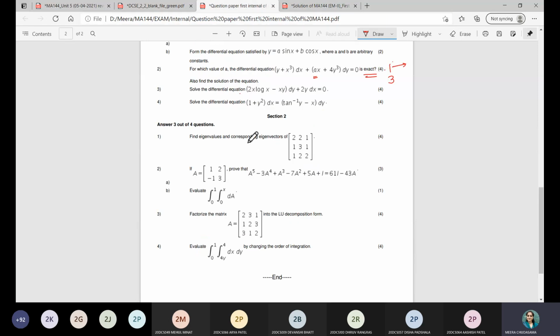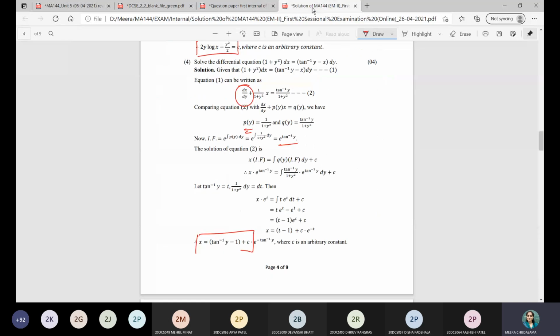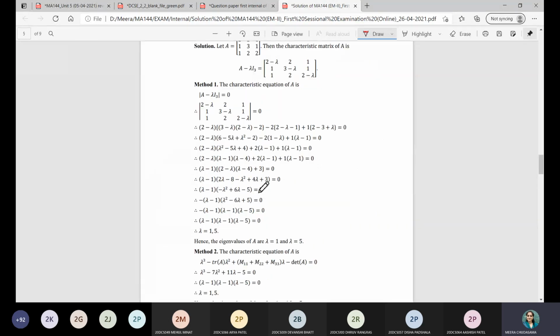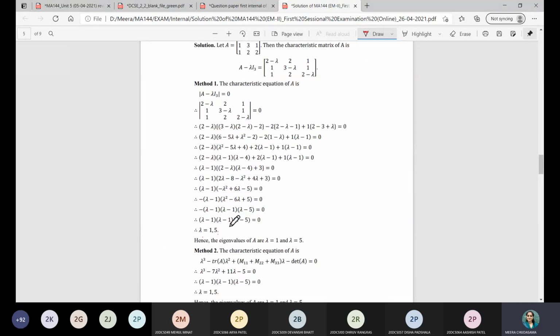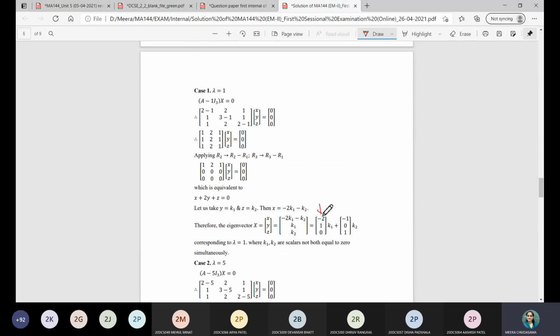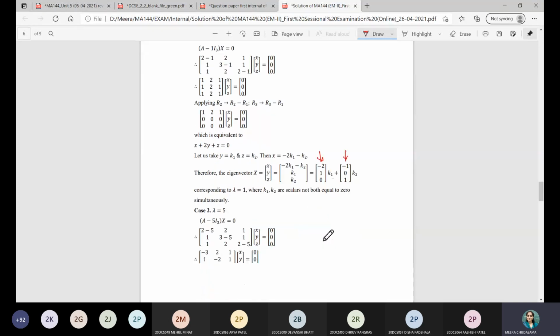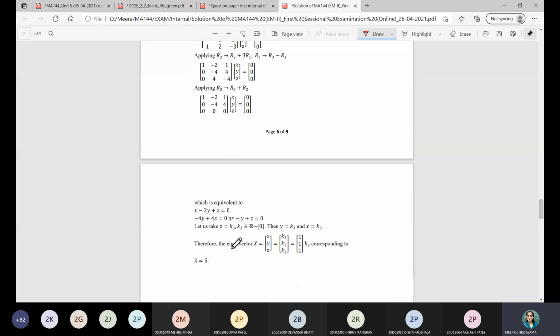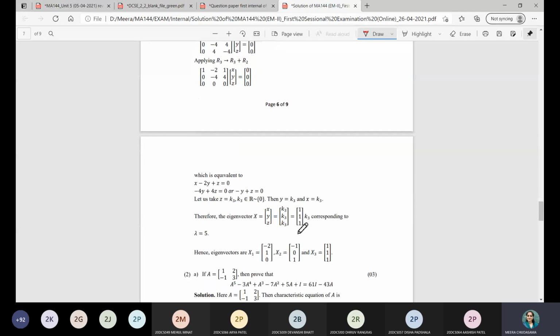After this is the portion to find the eigenvalues and eigenvectors corresponding to this one. The eigenvalues in this case are 1 and 5, where 1 is repeated in nature. Since it is repeated, you will have 2 vectors corresponding to that eigenvalue 1, and for 5 you will get the eigenvector as a multiple of (1, 1, 1), right?